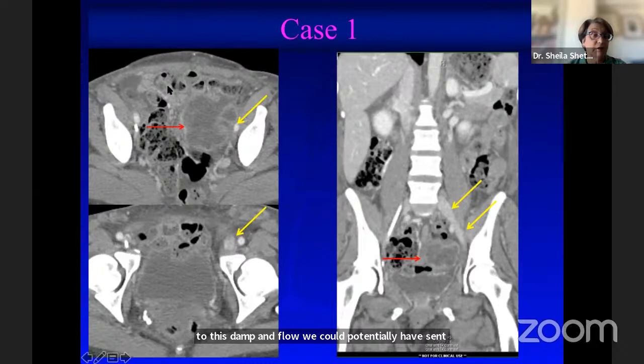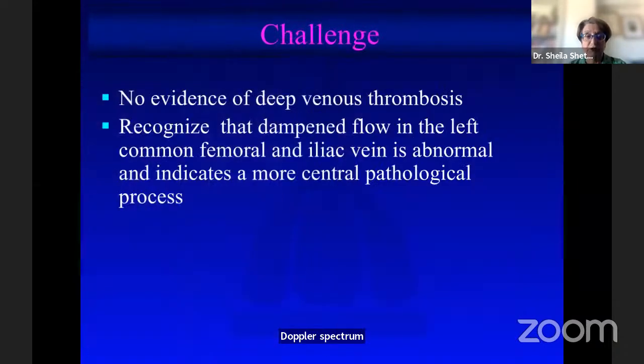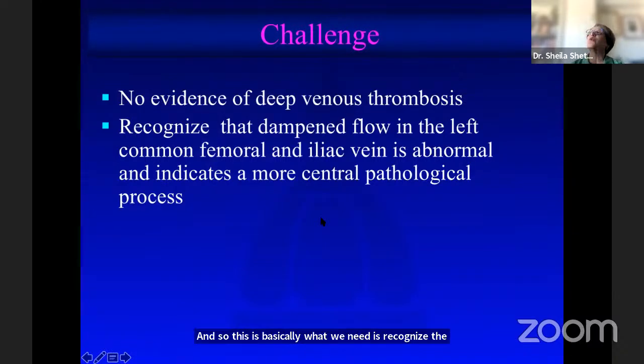Now this patient, it turns out, was lost to follow-up. And unfortunately for her, this was a big metastatic nodal mass from squamous cervical cancer. And we know that squamous cell metastases are often necrotic, such as this node. Okay, so very, very important to pay attention to the Doppler spectrum. So this is basically what we need: recognize the dampened flow on one side in a vein. You have to think about a more central pathological process.